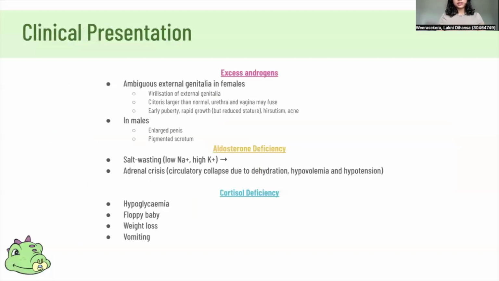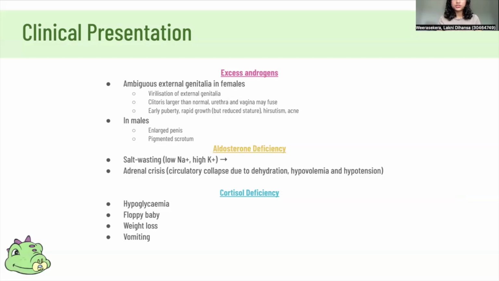Okay, in terms of presentation, when patients have excess androgens, it presents differently in patients assigned female and assigned male at birth. In patients assigned female at birth, they tend to present with ambiguous external genitalia. So this could be virilization of the external genitalia, a clitoris that's larger than normal size, urethra, and a vagina, which may be fused. Patients also have early puberty, rapid growth but reduced stature, hirsutism, and acne. In patients assigned male at birth, they may have an enlarged penis and a pigmented scrotum.